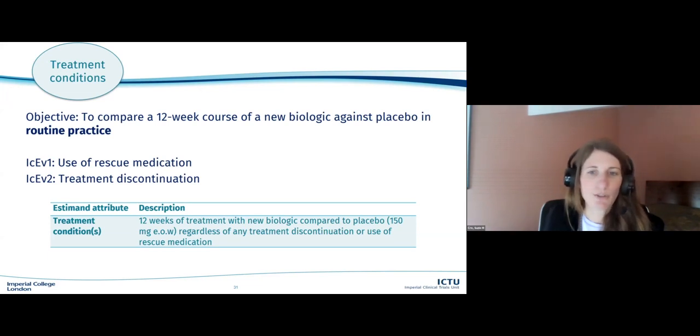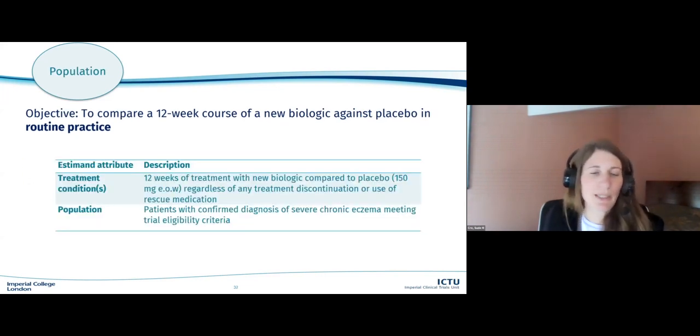So we can specify the treatment condition precisely as 12 weeks of treatment with the new biologic compared to placebo, which are both taken at a dose of 150 milligrams every other week, regardless of any treatment discontinuation or use of rescue medication. Now, so what about the population?